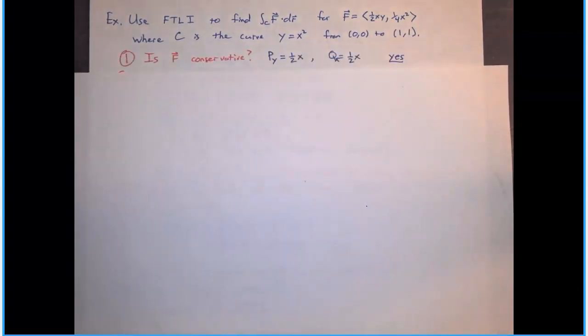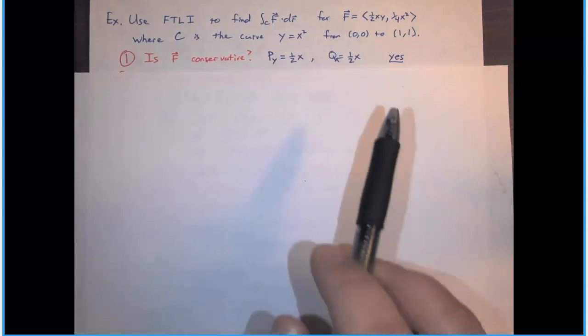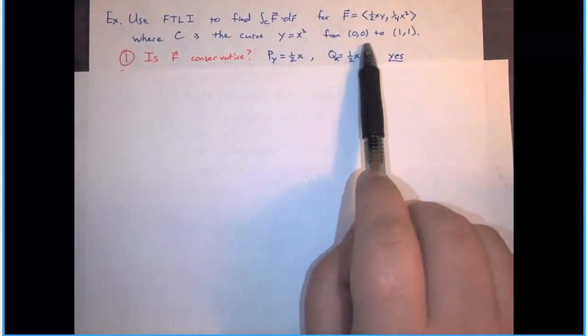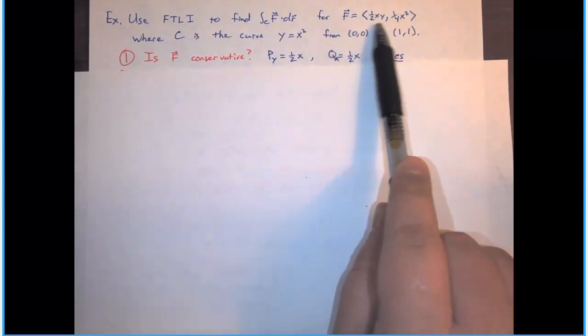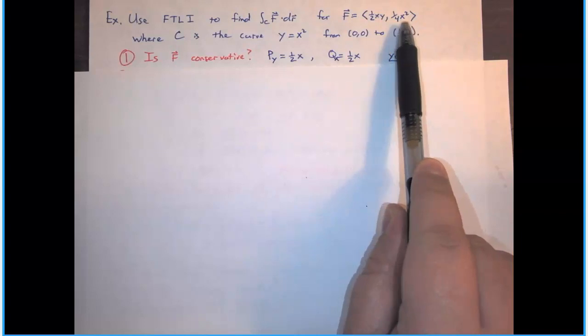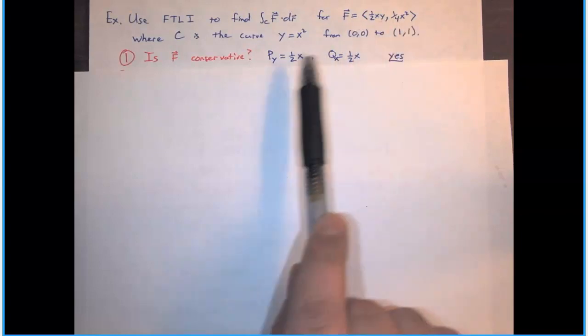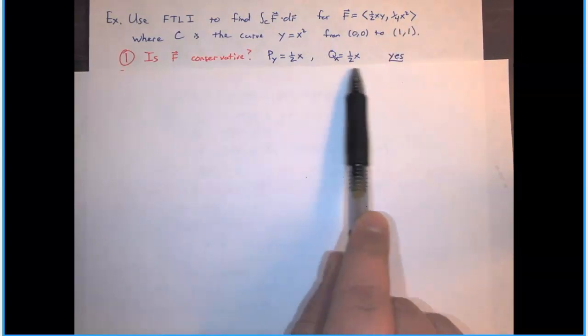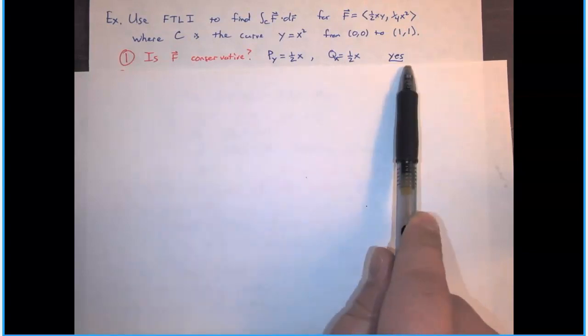The first thing we should check is to see if F is conservative. If F isn't conservative, we could still calculate this line integral. We're just going to have to find a parameterization and go through it the way we did in section 16.2. So this vector field is defined on all of R2, and that's open and simply connected. These partial derivatives are continuous and they equal each other. So yes, this is a conservative vector field.